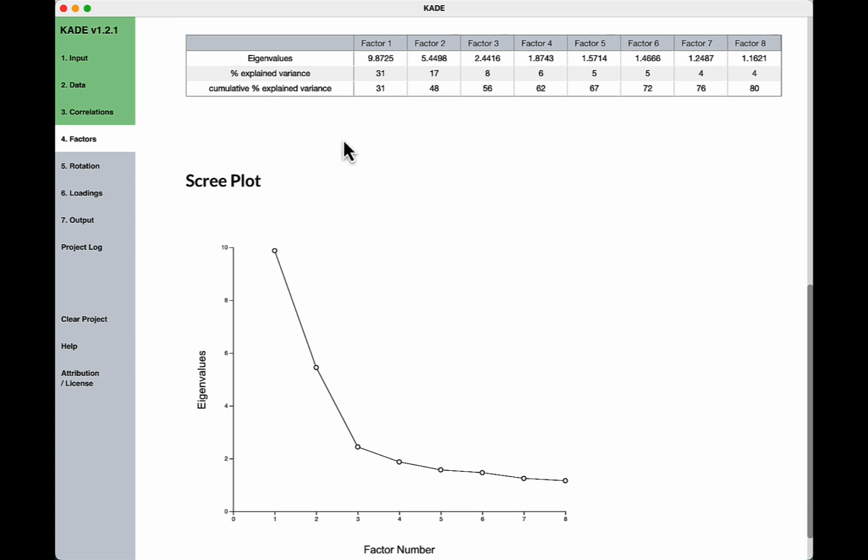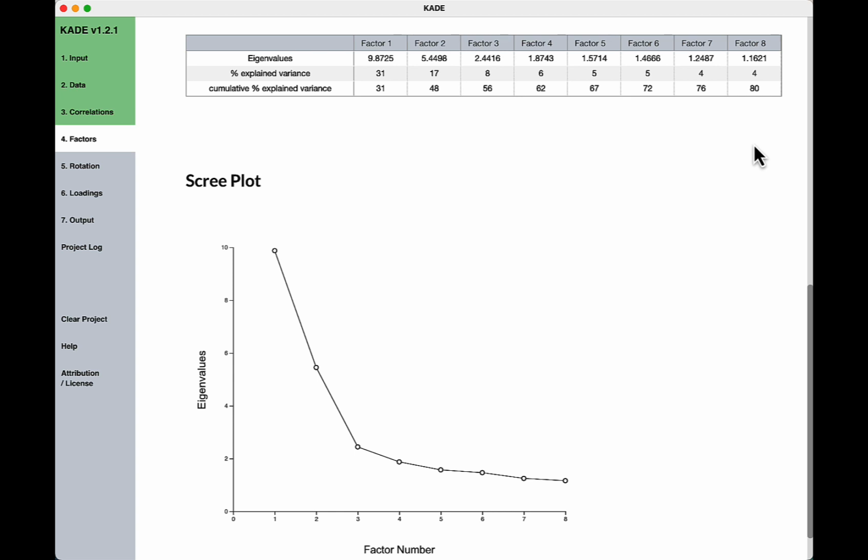So I think the main point is that if you know what the eigenvalue is, you also know something about the amount of shared or common variance in each of the factors. And you can see that it starts at 9.87, then 5.4. In fact, they're all above 1. And you may recall that we have a basic rule of thumb called the Kaiser-Guttman criterion, that if the eigenvalue is greater than 1, we should keep the factor. So according to this, I should keep all of the factors.